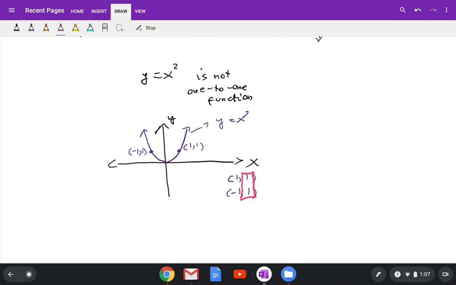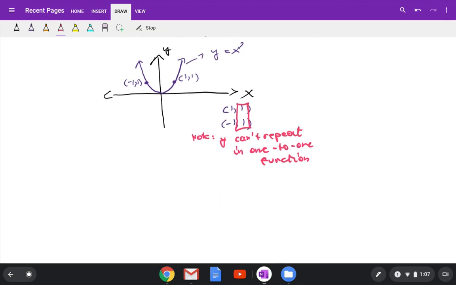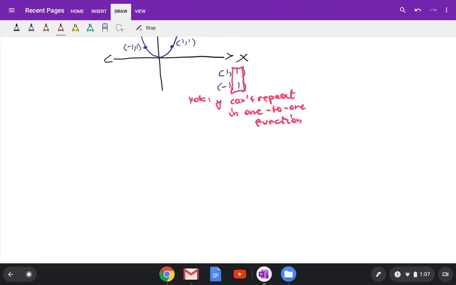For a one-to-one function, again, we cannot have the situation where two or more inputs have the same output. Okay, so note: y can't repeat. It has to be unique in a one-to-one function. So the best way, just to not get complicated, for a one-to-one function, always make sure that x is unique and y is unique. So x doesn't repeat because that's the definition of a function, and also y can't repeat.